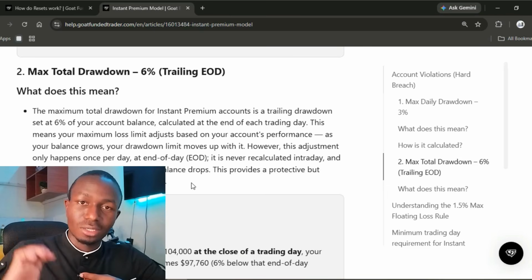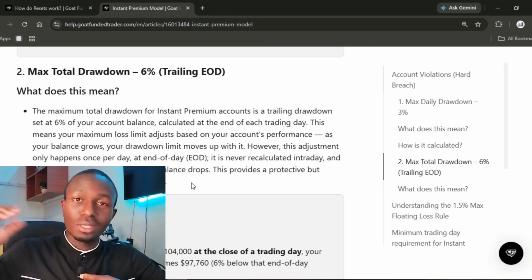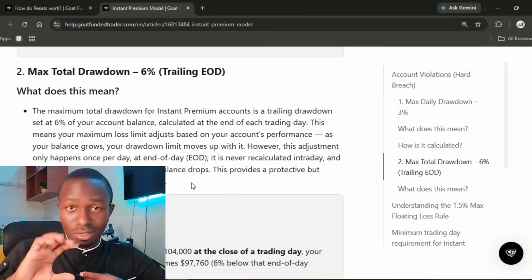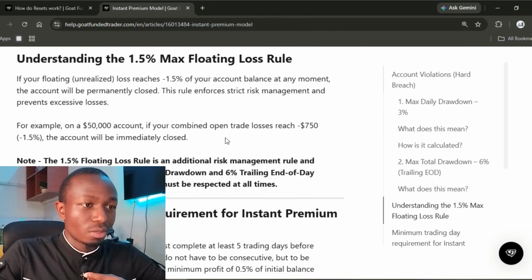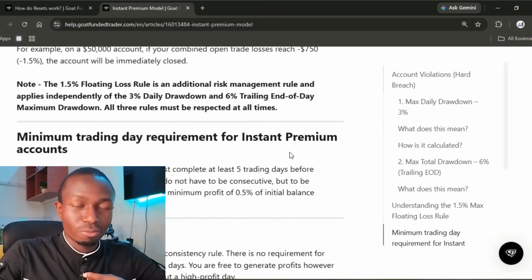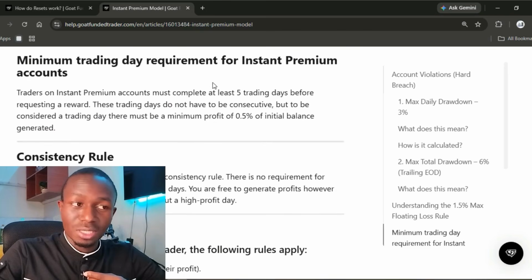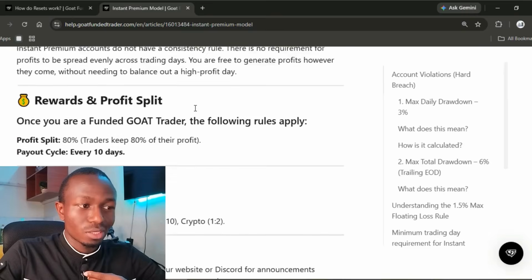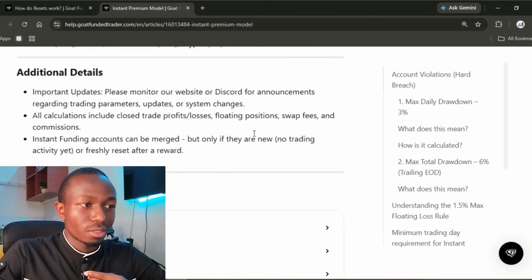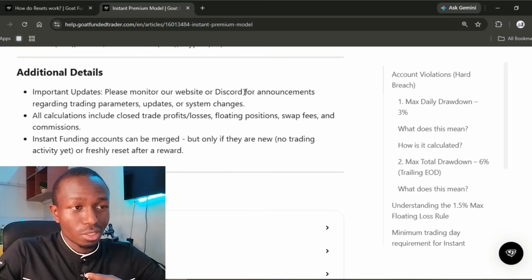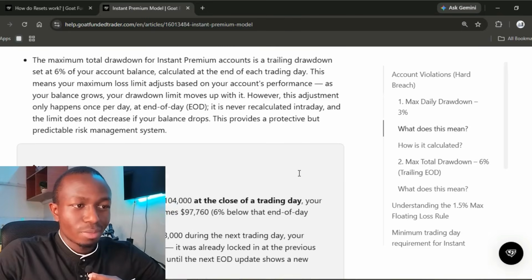It's calculated at the end of each day. If your account is growing, the trailing drawdown is also growing. If it's going down, it remains the same. All right, we have already talked about the 1.5% maximum floating loss. The minimum trading days, I think we have also talked about that, the consistency rule, leverage. If there's any changes, they will be announced in the Discord. If you're not a member of the GFT Discord, you need to join that because a lot of announcements are made there.